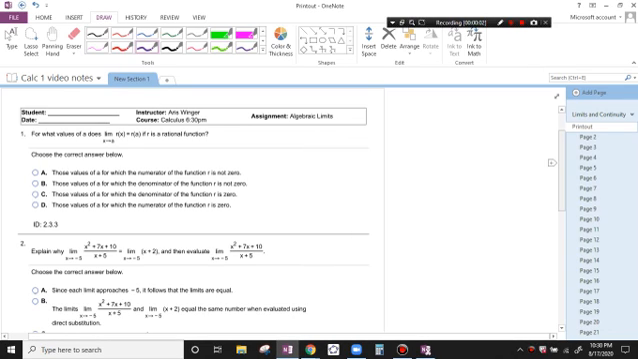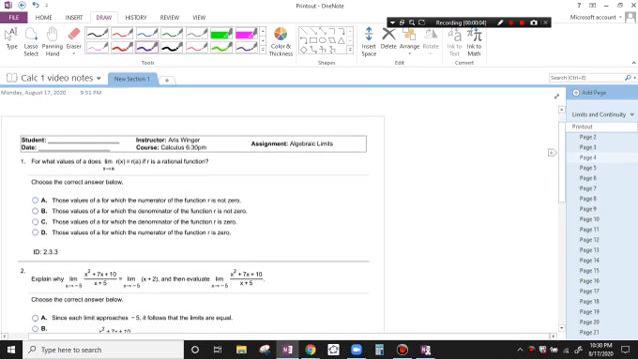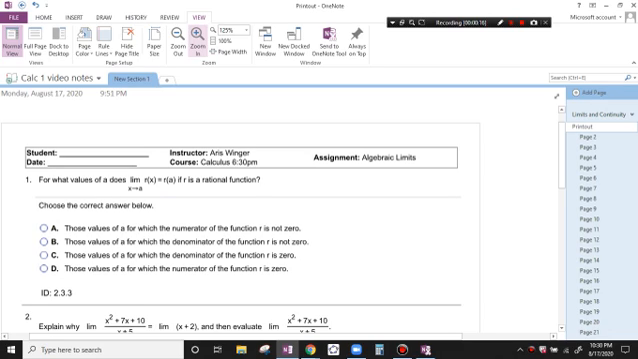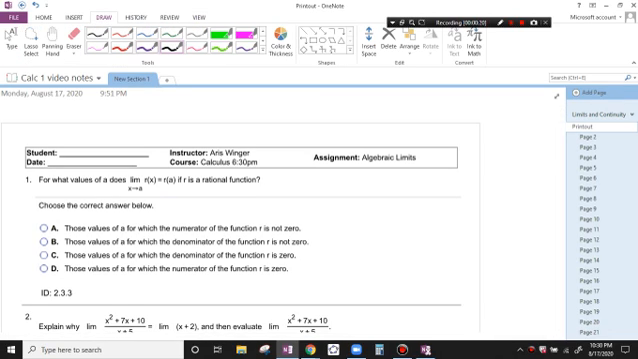All right, we're working on the second homework, which is algebraic limits. We talked a lot in class about theoretical stuff, but here's where we're actually going to be doing a lot of the mathematics, although we will start with a theoretical question in some sense. For what values of a does the limit as x goes to a of r of x equal r of a if r is a rational function?